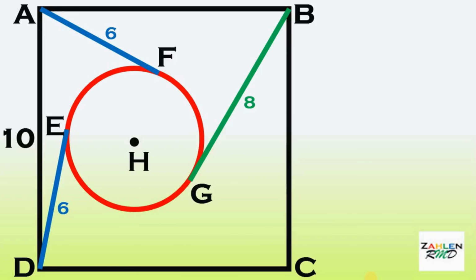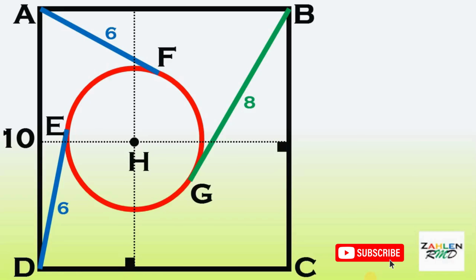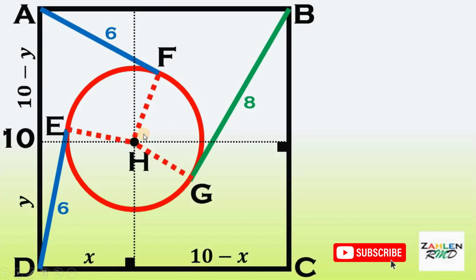First thing to do is we need to construct two perpendicular lines like this. Next, let's call this segment x and this segment y. Since ABCD is a square, it follows that this segment is simply 10 minus x and this segment is 10 minus y. From point H, draw some radius to the point of tangency like this. And we know that this radius is perpendicular to the tangent segment. Let's call the radius r.